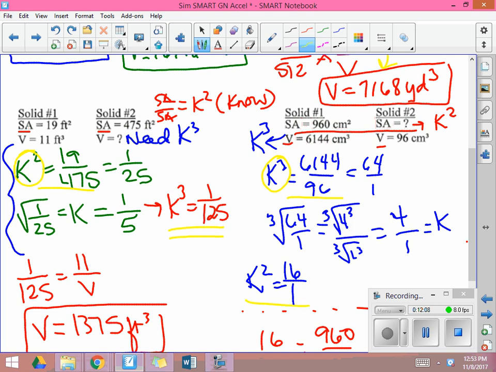So just the key to being successful here is to know what you're given and then get to what it is you need for your proportion. If you try to find surface area with k cubed, you will not get the right answer because it is the wrong relationship between those units of measure.